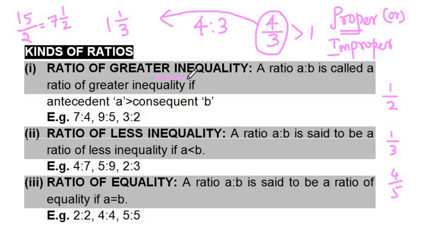Okay. So the ratio of greater inequality means this way. The ratio of lesser inequality means the other way. The antecedent must be less than the consequent. That is 4 is to 7, 5 is to 9, 2 is to 3. And the ratio of equality is equal: 1 is to 1, 2 is to 2, 4 is to 4, the same number. The antecedent must be equal to the consequent. This is called the ratio of equality.